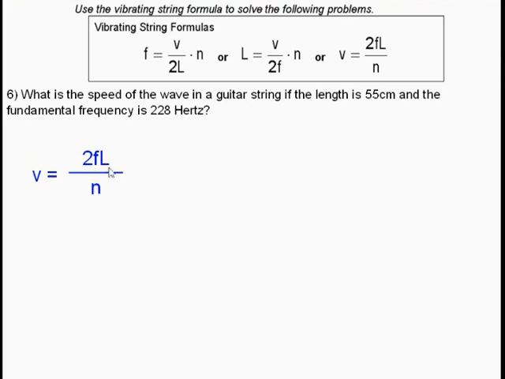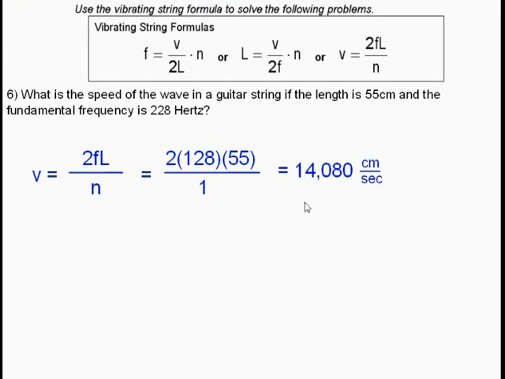And then we have three things to plug in. We need the frequency, 220, and the length, 55, and then our harmonic number, remember the fundamental frequency has a harmonic of 1. So I have 2 times 220 times 55 divided by 1 on the calculator. And that comes out to 24,200. And our speeds are going to be in centimeters per second today because we're measuring our lengths in centimeters.